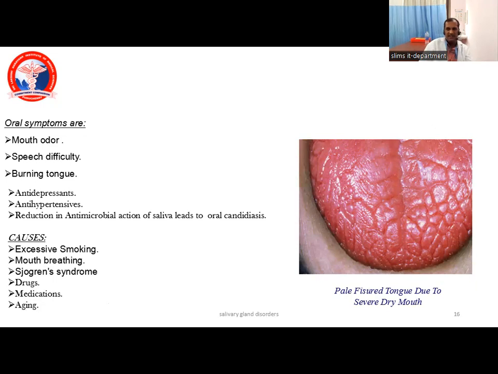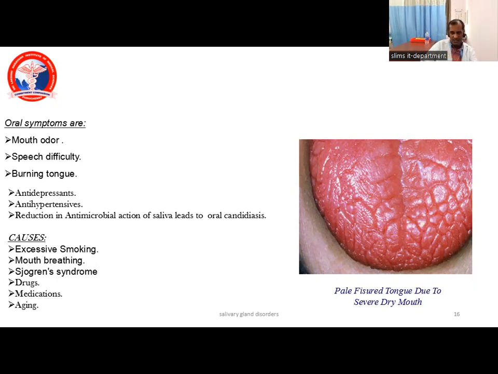The patient may be under antidepressants or antihypertensive drugs, or there may be a reduction in the antimicrobial action of the saliva, which leads to oral candidiasis. If there is any infection, or the patient is an excessive smoker, a mouth breather with abnormal oral habits, or has Sjogren syndrome, or is under any medication, or it can be due to age. If the salivary flow is decreased, the patient ends up with xerostomia.